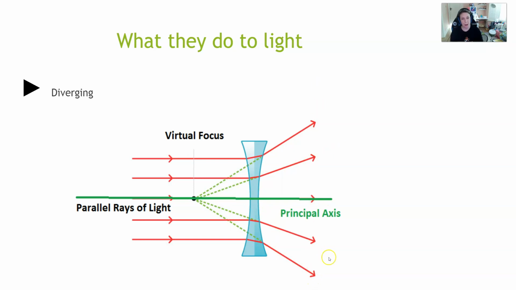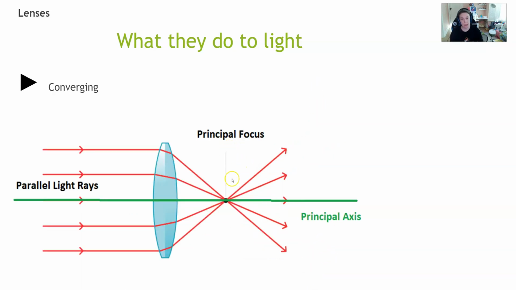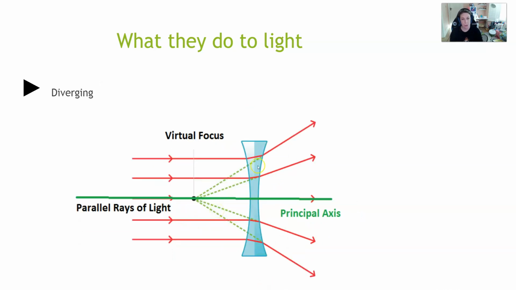This would mean that you actually wouldn't get an image. In this one, you can get an image here. So if you put a piece of paper there, you can see what you were looking at. In this one, you won't see an image. And you can see again, the principal axis is here.